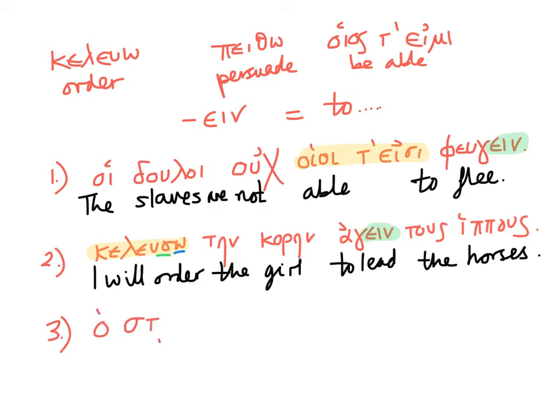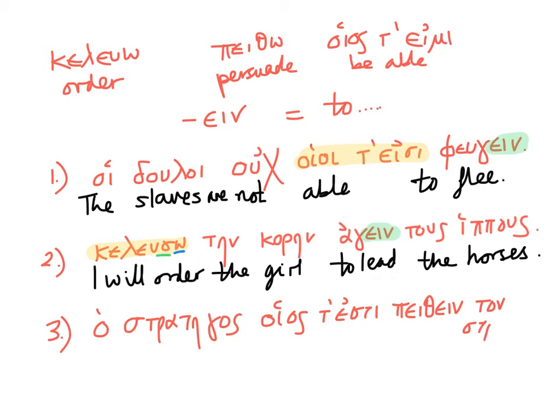Ho strategos, hoios te esti, peithein, ton straton. This uses two of the new words we've met in this lesson, and here they are. Hoios te esti, and we have the infinitive peithein.